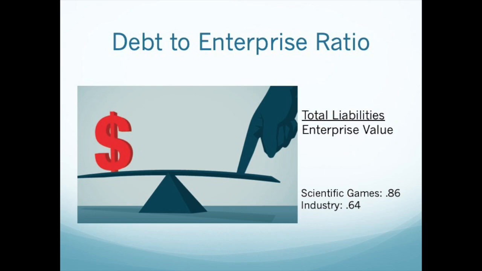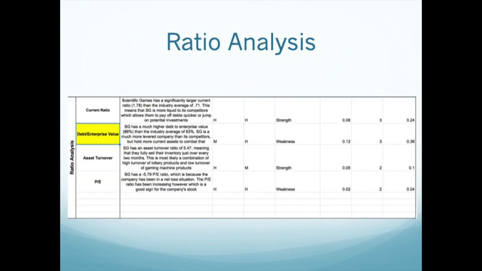The other factor that we identified through this analysis was the firm's debt to enterprise value. This ratio tells us how levered the company is and how much debt they finance with. Scientific Games has a ratio of 0.86, which is above the industry average of 0.64. Although Scientific Games holds more current assets than its competitors, which can help to combat this debt, we still see this as a significant weakness, giving this factor a weighted score of 0.36. Should Scientific Games fall into hard times, this debt could cripple the company and make it very difficult to operate the business with the strategy that Scientific Games has become accustomed to.